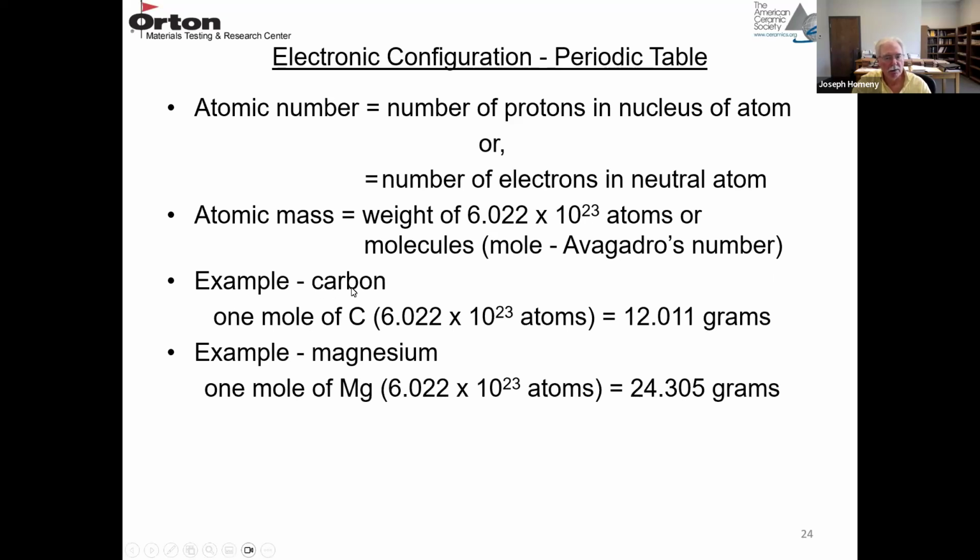So if we look at carbon, 1 mole of carbon contains this Avogadro's number of atoms, and it equals 12.001 grams. Magnesium, 1 mole of magnesium equals 24.305 grams, and it contains an Avogadro's number of atoms.